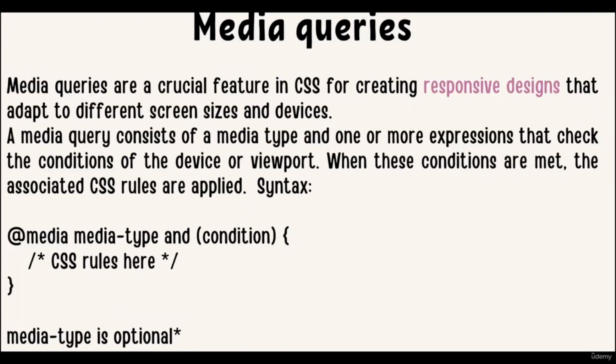All right, so let's continue with media queries and responsiveness in general. Media queries are a crucial feature in CSS for creating responsive designs that adapt to different screen sizes and devices. A media query consists of a media type and one or more expressions that check the conditions of the device or viewport. When the conditions are met, the associated CSS rules are applied. So this is basically the syntax of a media query: we add @media, a media type that is optional, and the condition. And inside we apply the CSS rules.